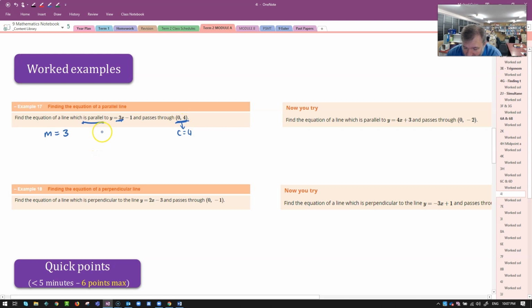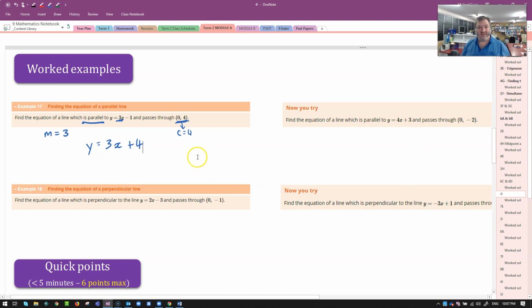So I can write down parallel, going to have the same gradient, y-intercept of 4. Oh, y equals 3x plus 4. There's one there for you to try as well. I'll pause the video, give yourself about 15 seconds, and I'll give you a minute or two. Then come and check and see if you get the same answer.